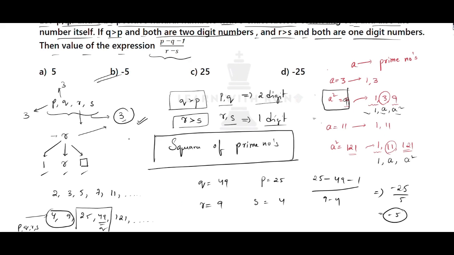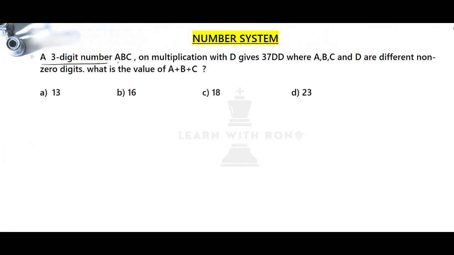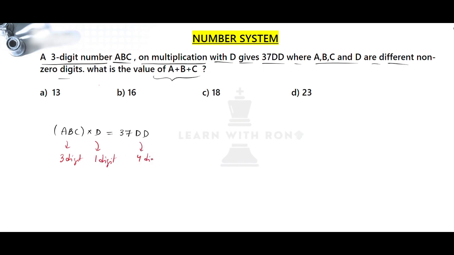Okay. Next question. See this question here, a 3-digit number ABC. When this 3-digit number is multiplied by a number D, it gives 37DD. Where A, B, C, D are different non-zero digits, we need to find the value of A plus B plus C. From the question we got this condition, which means when a 3-digit number is multiplied with a 1-digit number, it gives us a 4-digit number.